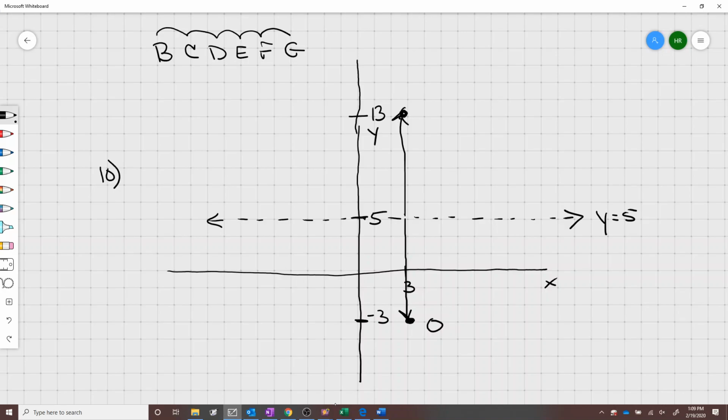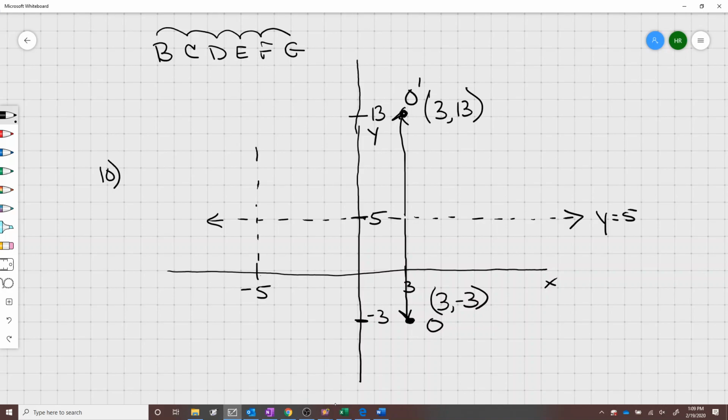First reflection: we went from (3, -3) over y equals 5, and we ended up at (3, 13). So this would be O prime. The second reflection is across x equals negative 5. So let's say this is x equals negative 5.